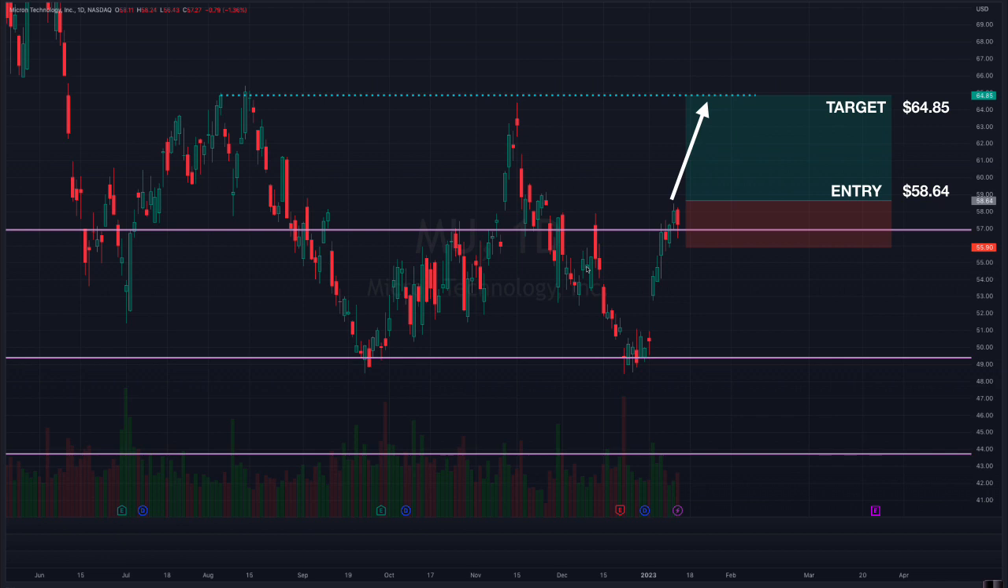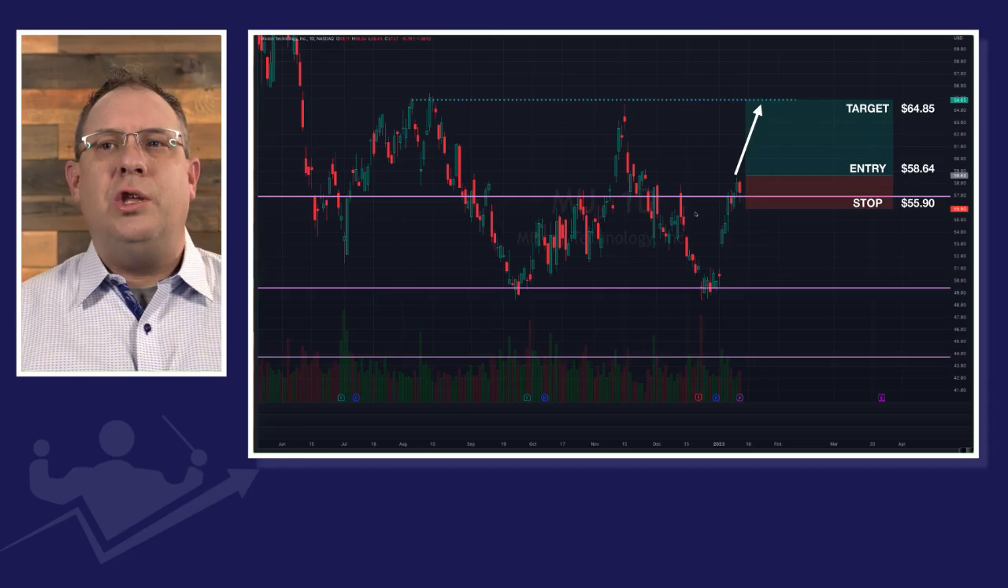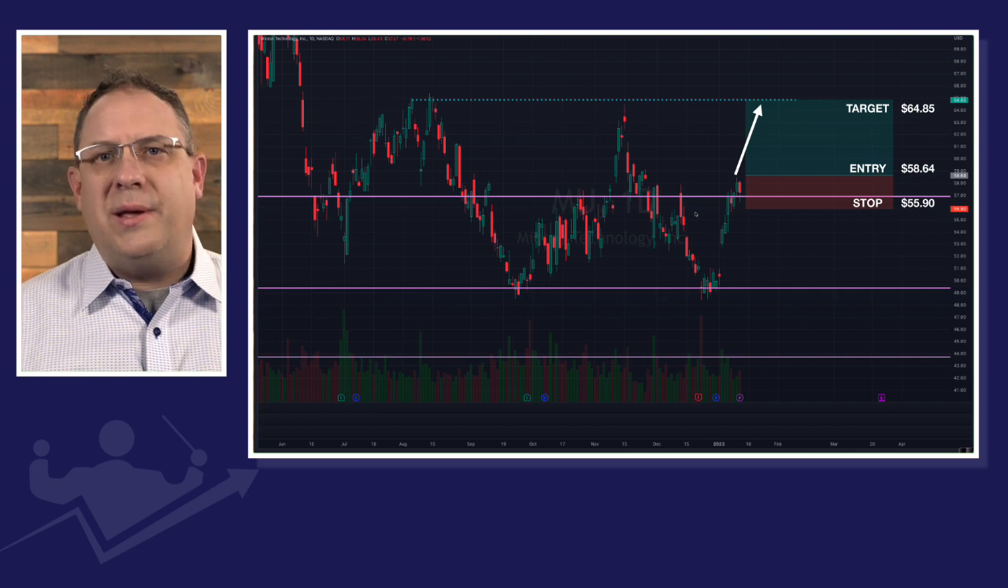Okay. And then finally, where do we get out of the trade? Well, we're going to get out of the trade if we enter the trade and then the stock turns around, drops through support, keeps going. Well, it's probably time to get out of that trade. And so we put our stop in here, and that comes in around 55.90. Now, with these three pieces of information, you have the critical pieces of information you need. That is a complete trade setup right there.